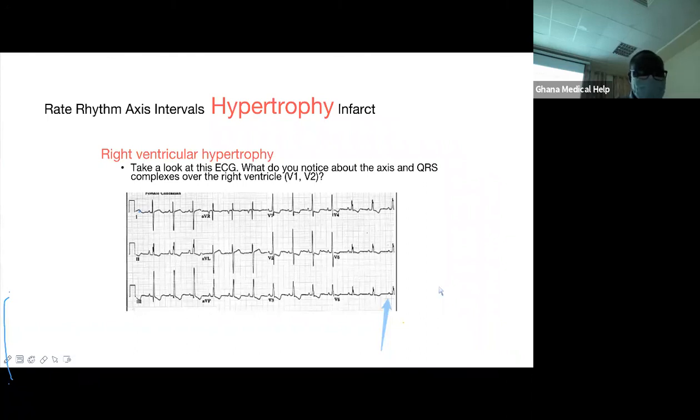Okay, so those on the Zoom, someone should answer this one. If you look at this ECG, what do you notice about the axis and the QRS complexes over the right ventricle? That's the leads looking directly over the right ventricle, that's V1 and V2. So anybody can answer the first part of the question. What is the axis? I think we have already dealt with axis. What's the axis of this ECG? Anybody can unmute and answer. If you put it in the chat box, I will not be able to read. So just unmute yourself and answer.